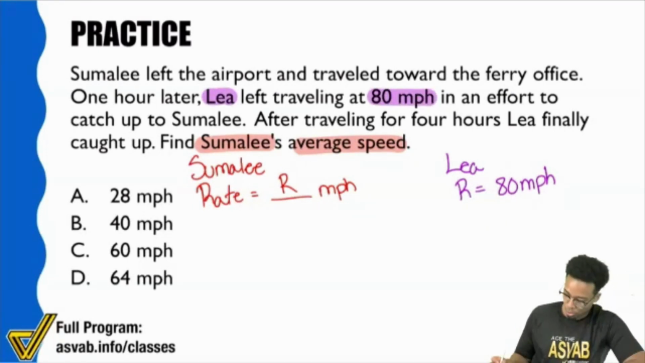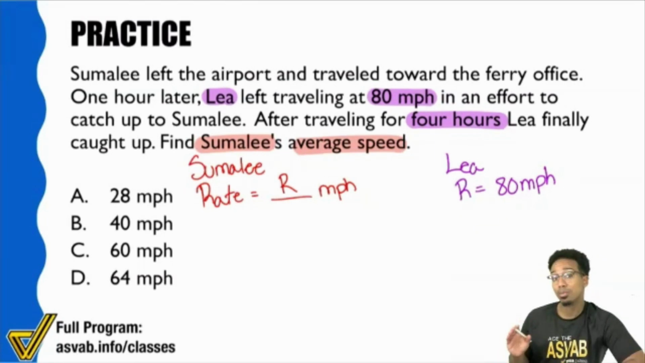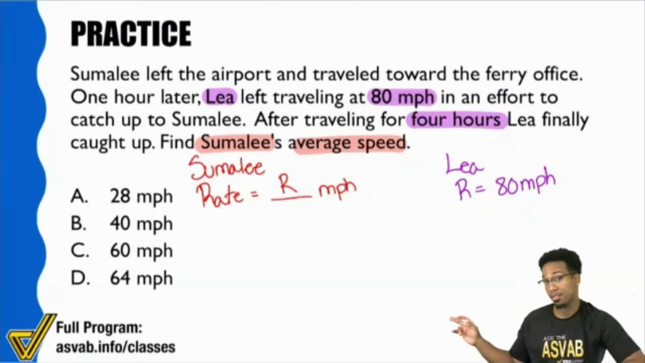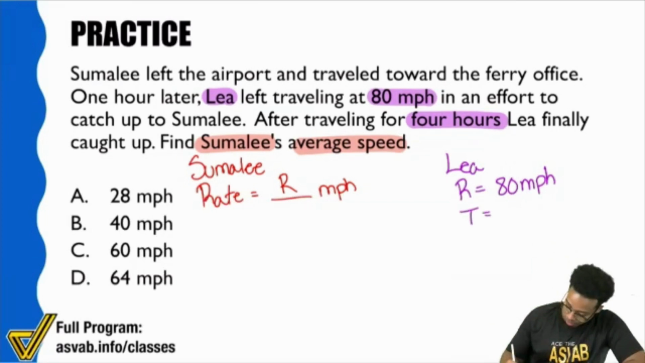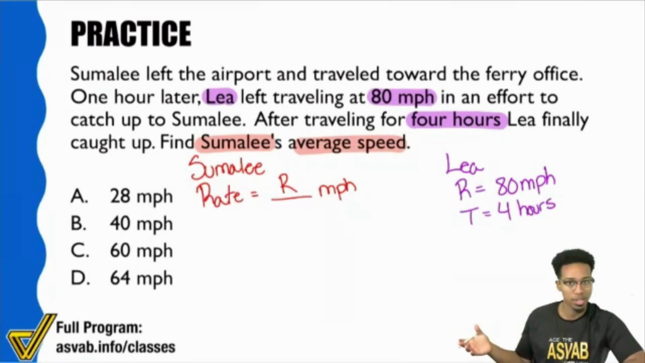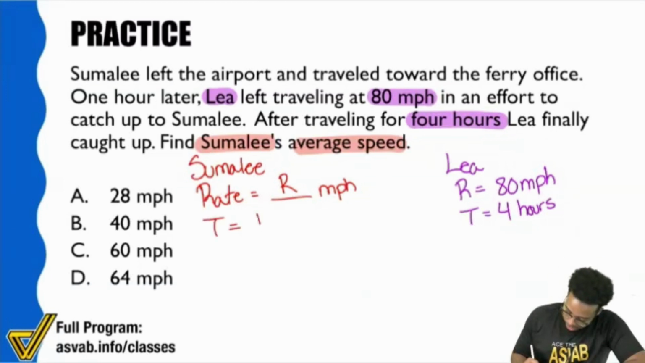In an effort to catch up to Suma Lee. After traveling for 4 hours, Leah caught up. So everybody, yes or no, is it safe to say that Leah's time driving is 4 hours, not 5? Suma Lee's is 5 because Suma Lee, again, drove for 1 hour and then Leah drove 4 hours. But Leah only drove 4 hours. Suma Lee was the one that drove the extra hour from the very beginning before Leah started driving. So Suma Lee had a 1 hour head start, basically. So that's why Suma Lee's time is 1 hour plus 4 hours equals 5 hours.